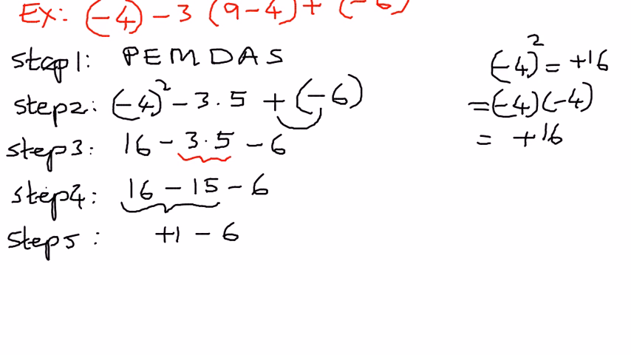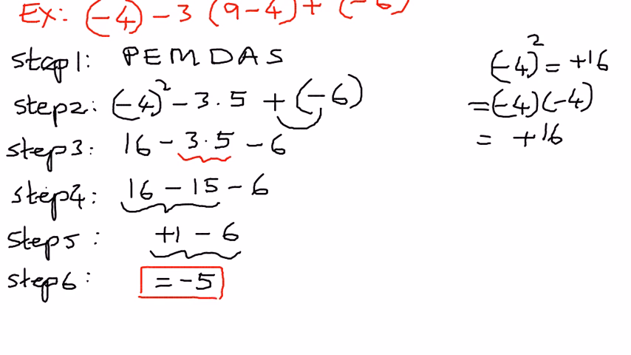So therefore, as step number 6, we're going to do the subtraction in the end. Plus 1 minus 6 is going to be equal to minus 5, and that is where we want to leave it. So this is our simplified form of this expression. Negative 4 raised to the power of 2 minus 3 times 5 plus negative 6. When we simplify all of that, it came out as negative 5.